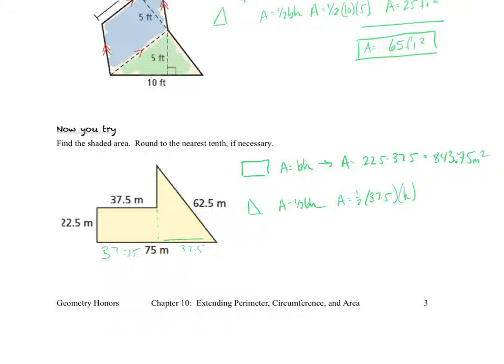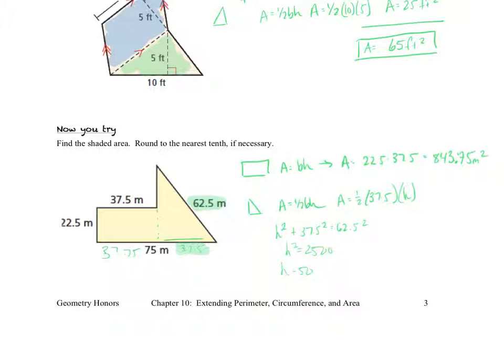The good thing is that since I have two sides of the triangle, I can use the Pythagorean theorem. So I'm just going to take a minute in order to find the height. I'm going to do a squared, we'll call it h since it's height, squared, plus b squared, 37.5 squared, is equal to 62.5 squared. And let's solve for h. And when I solved with the Pythagorean theorem, I got that h equals 50.